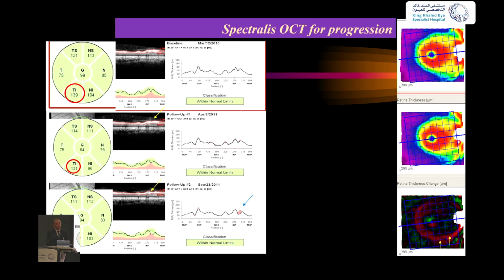You can also look at these values if you want, and a value difference of more than 10 microns is considered possibly significant.